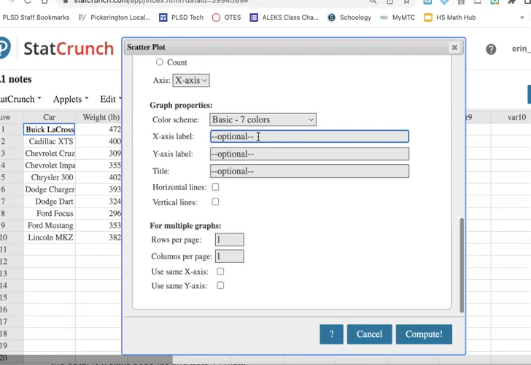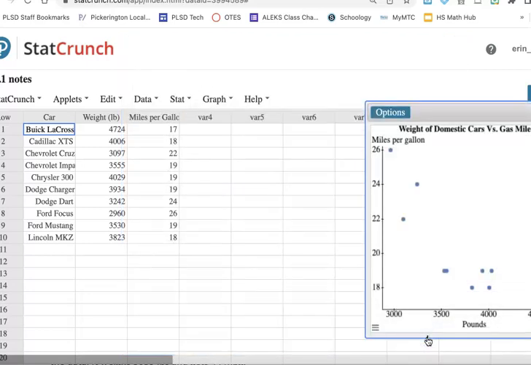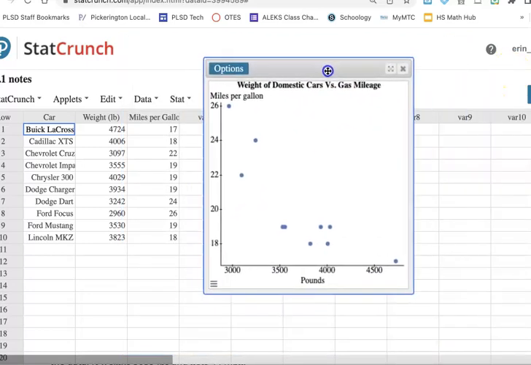So we are going to put our x-axis label as pounds and our y-axis label as miles per gallon. The title is weight of domestic cars versus gas mileage. Okay, so then I can click Compute. Let me drag it over so that you can actually see it.